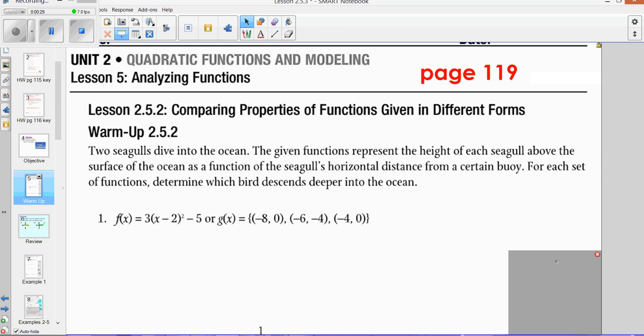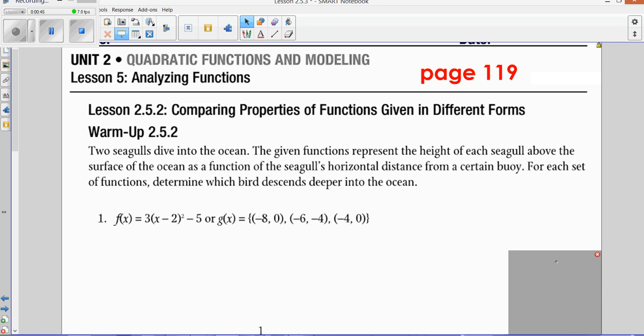So, we're going to start today, all right, with our warm up. So it says two seagulls dive into the ocean. The given functions represent the height of the seagull above the surface of the ocean as a function of the seagull's horizontal distance from a certain buoy. For each set of functions, determine which bird descends deeper into the ocean.